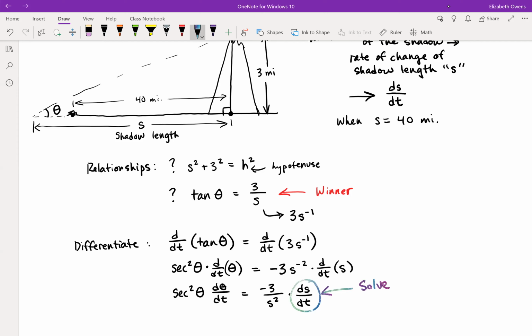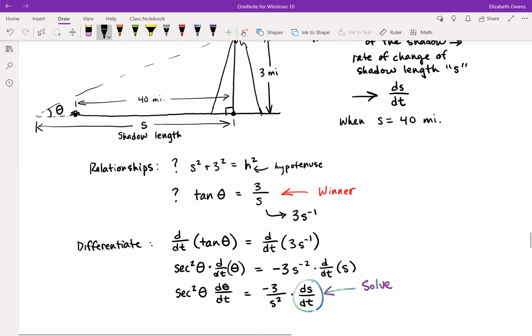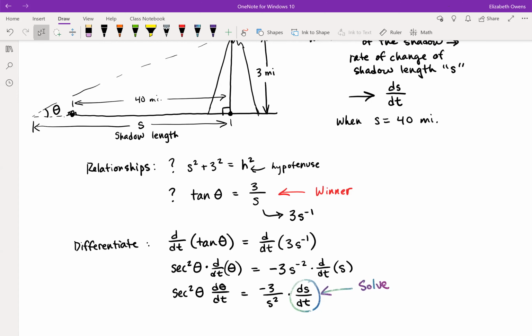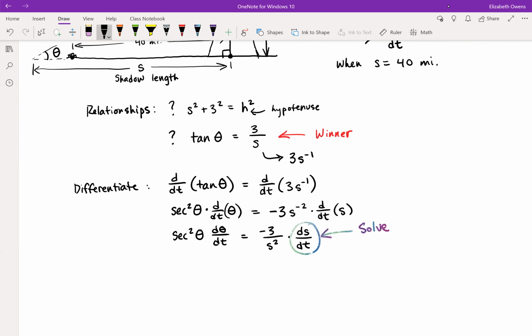Solve for that. And so let's multiply by negative s squared over 3, and that'll give us a nice equation that is solved for ds dt. Okay, so negative s squared over 3 secant squared theta d theta dt.